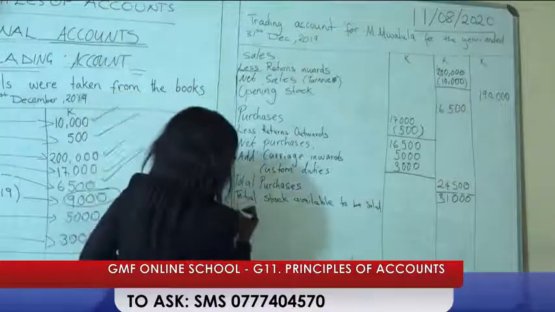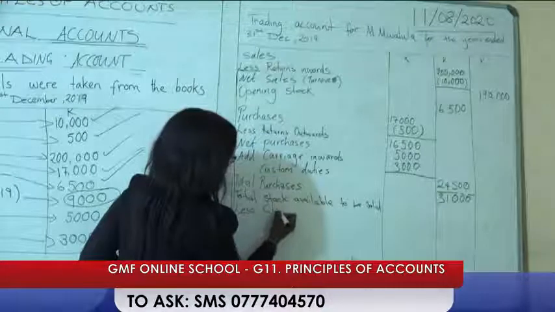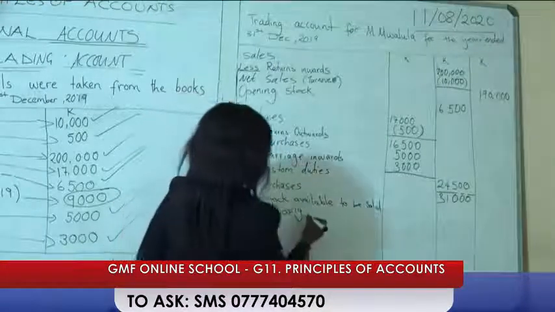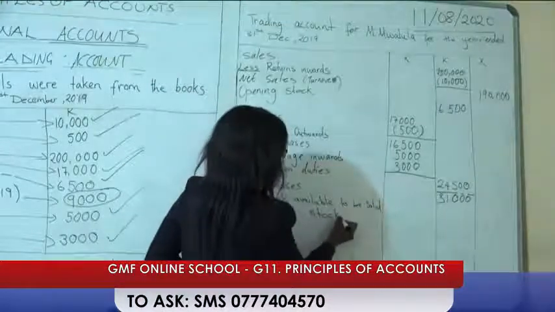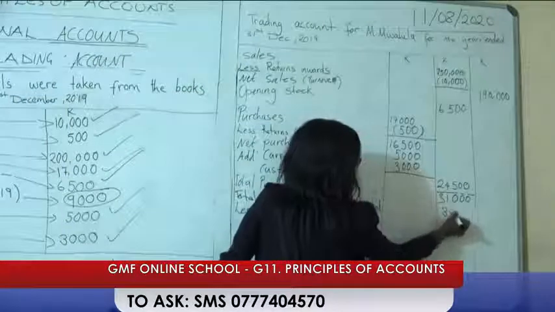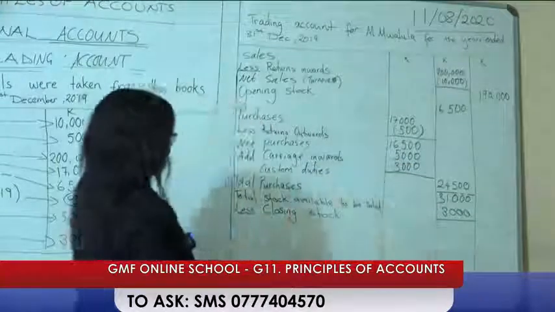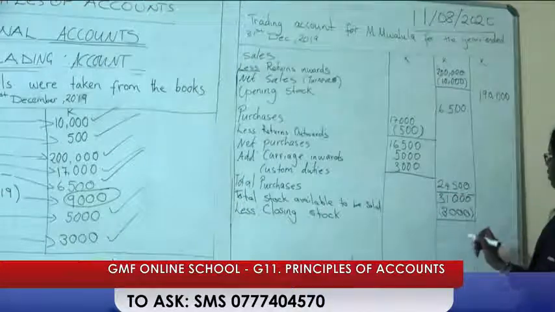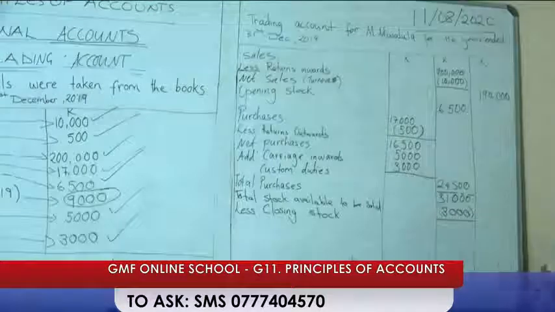So at this stage we're going to say sell less closing stock. Closing stock is given with the last date of the month. So we say closing stock. How much is our closing stock there? Our closing stock is 3,000. We are subtracting this 3,000 from the total stock available to be sold.